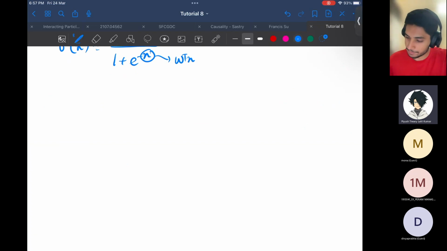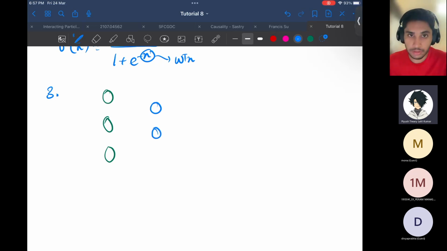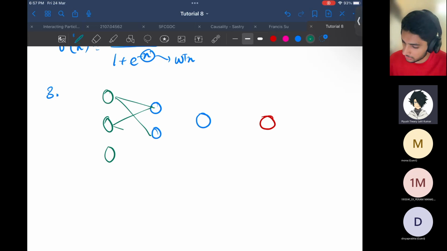Here is the third question. Suppose we have been given the following neural network. Let me draw this network first. There are three input neurons. There are two hidden layers: two neurons in the first hidden layer, one neuron in the second hidden layer, and one output neuron. And the connections between them are in the standard way, like this.